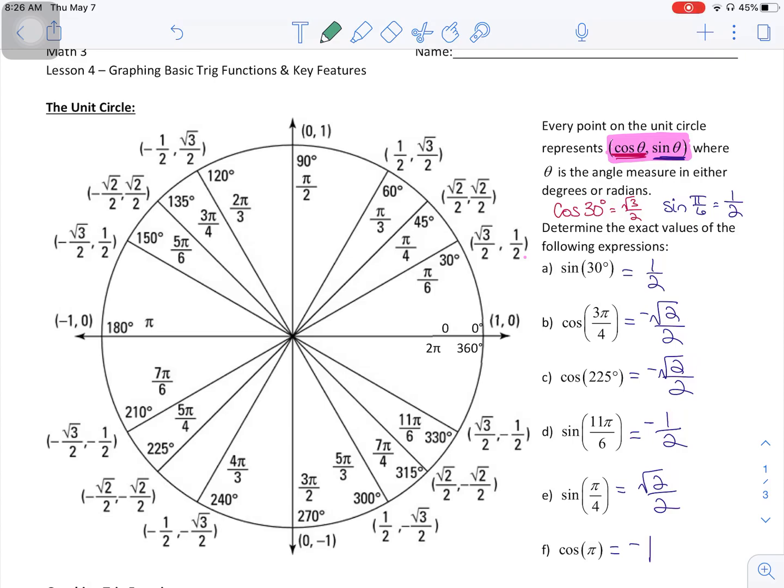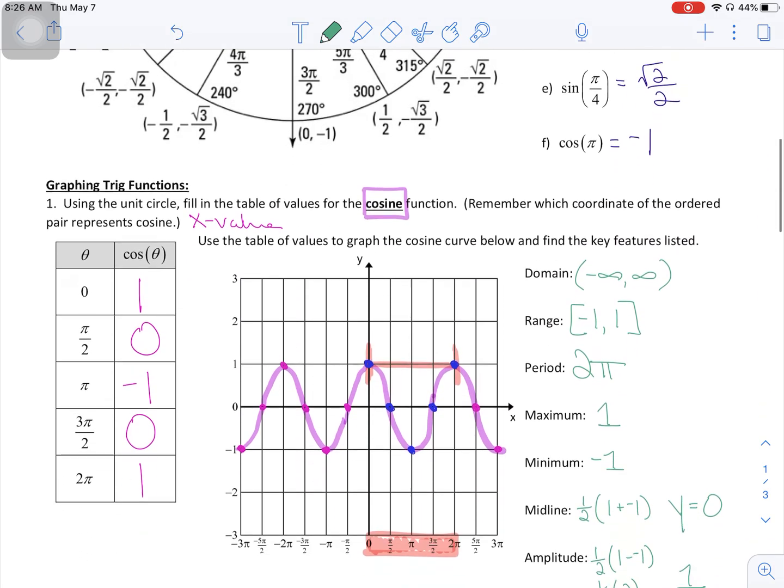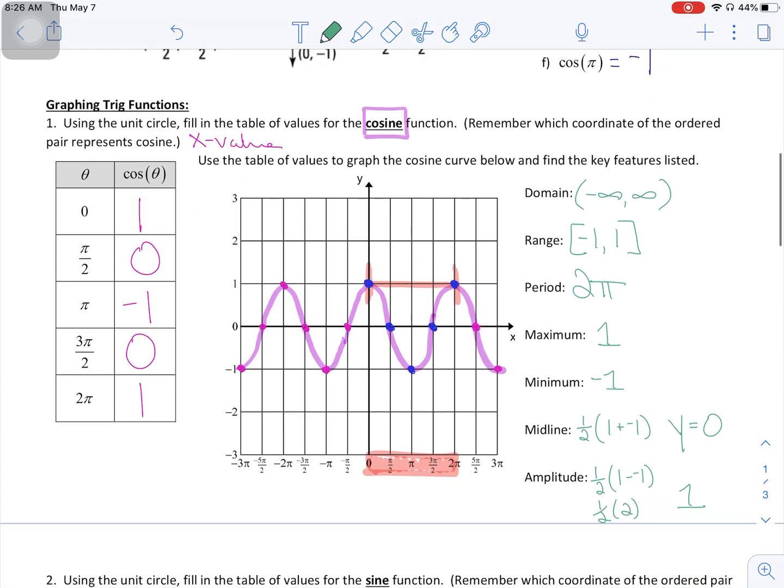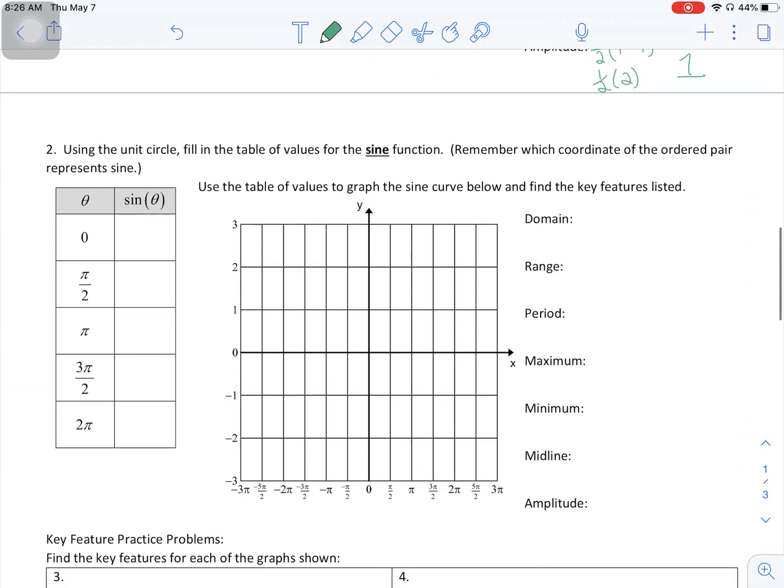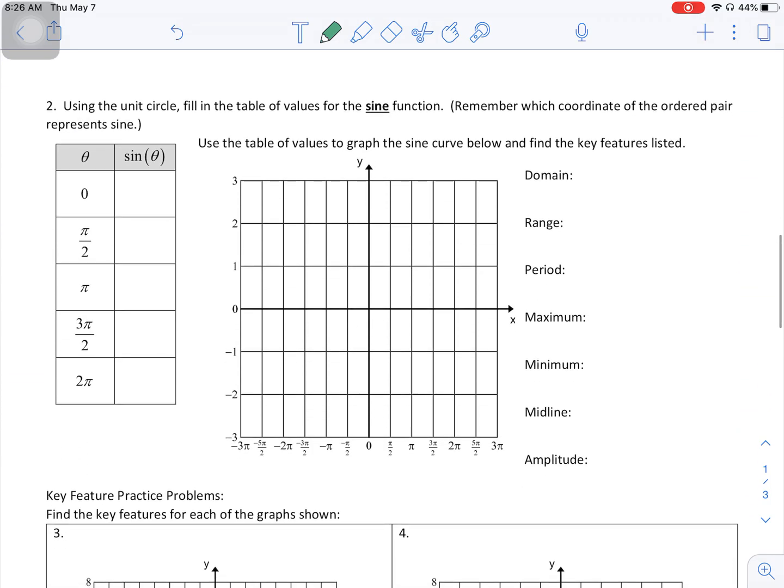All right, we have lesson 4. This is going to be part 3. So in part 1, we talked about the unit circle and simplifying trig expressions. In lesson 4, part 2, we used that same unit circle and we graphed the cosine function. In lesson 4, part 3, this video, we are going to take that same unit circle.